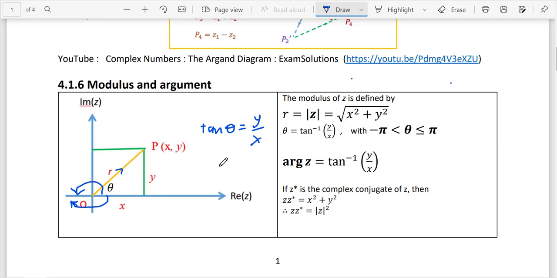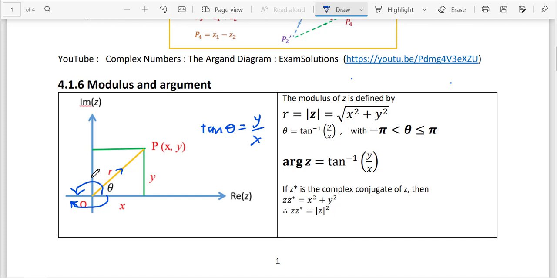In this modulus argument, the theta must be between negative pi and pi. So it is calculated from here to the bottom here, negative pi, and then from here to here, pi. Maximum pi, minimum negative pi. The answer cannot be more than pi. For argument, understand?